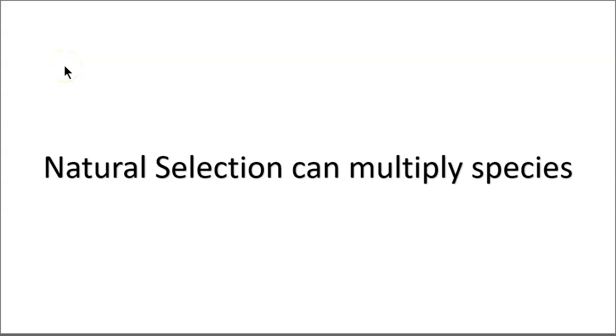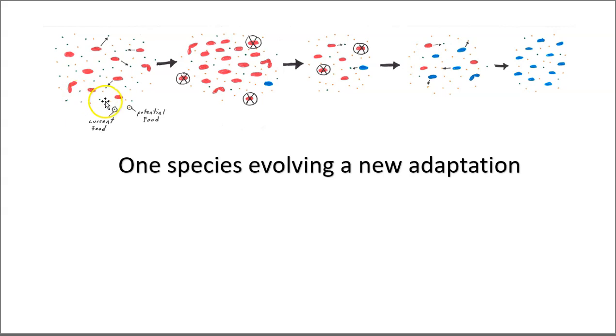This is part 5 of the series on how life evolves. In this lesson, we'll learn how natural selection can multiply species. You'll recall the scenario. We had a population of red bacteria that could only eat green food, but they evolved the capacity to eat orange food. So this is one species evolving a new adaptation in their same environment.